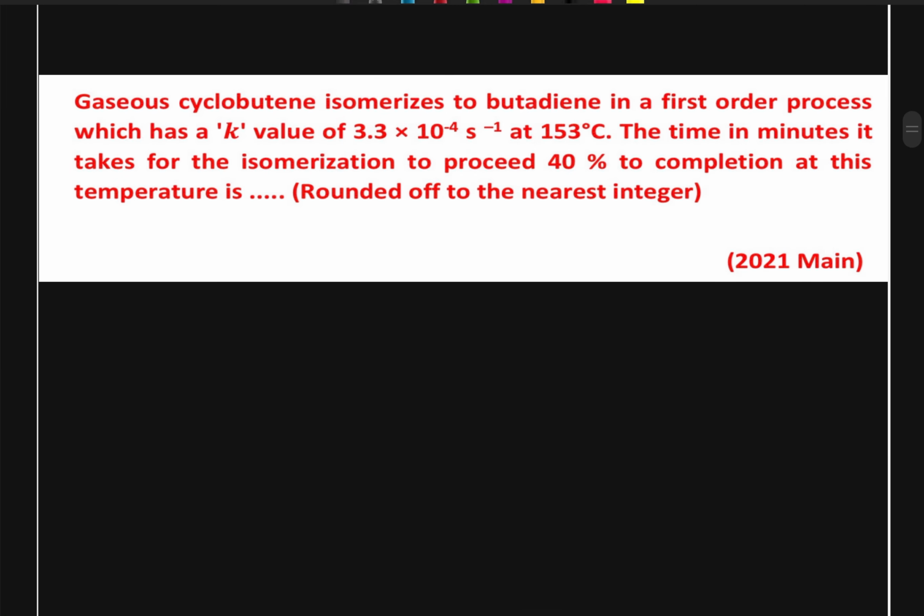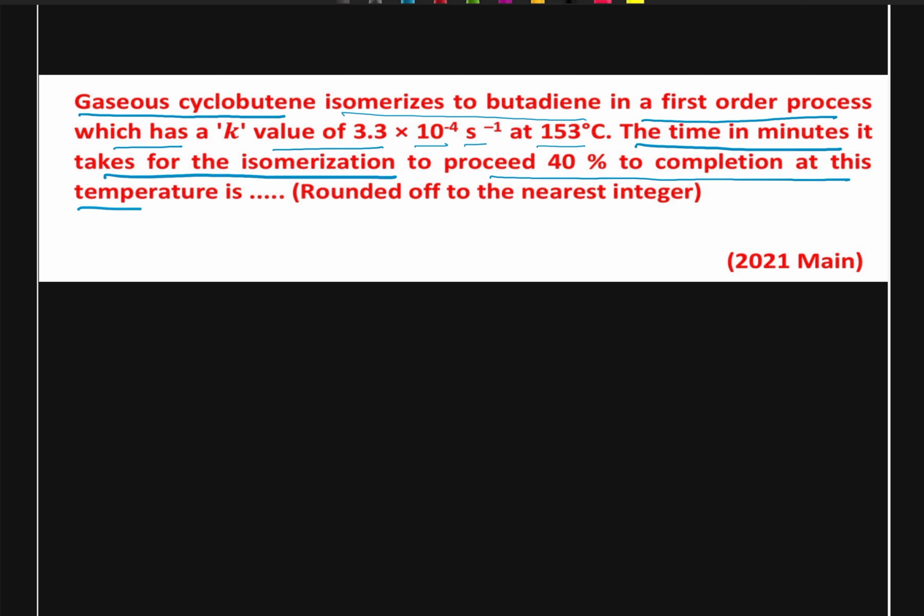It states that a gaseous cyclobutane isomerizes to butadiene in a first order process which has a K value of 3.3 times 10 to the minus 4 per second at 150 degrees centigrade. The time in minutes it takes for isomerization to proceed to 40% completion at this temperature is. Basically this question is not for here, but I mistakenly copied it. So I'll just try to solve it.